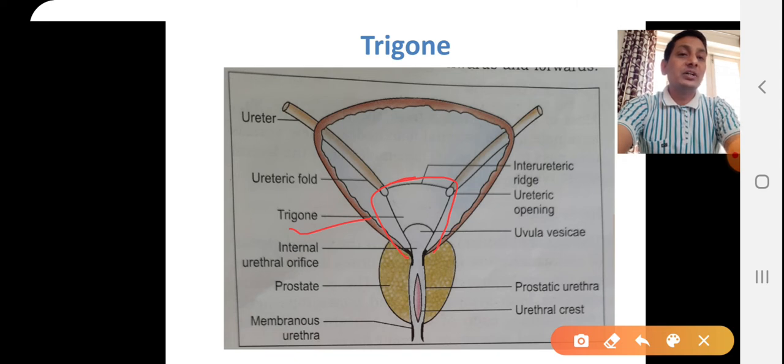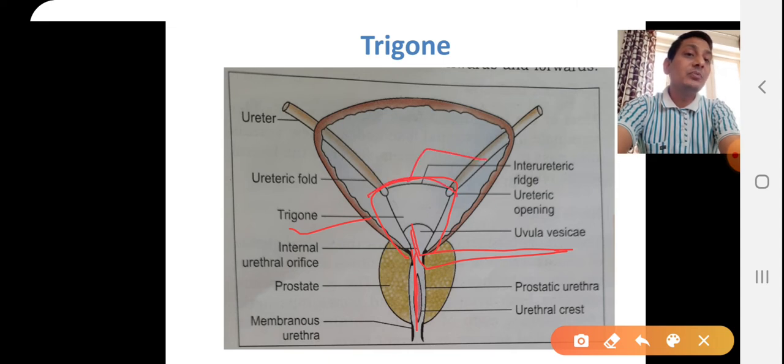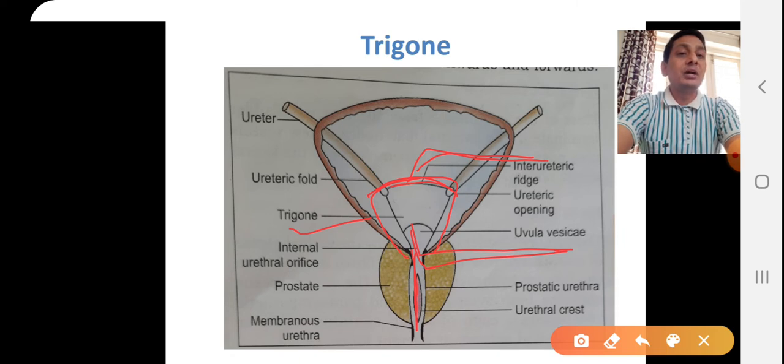This triangular area is called the trigone. At the exact opposite to the piercing of the urethra, there is a fold that shows elevation, called the uvula vesicae. And this base is formed by the interureteric ridge or bar of Mercier.